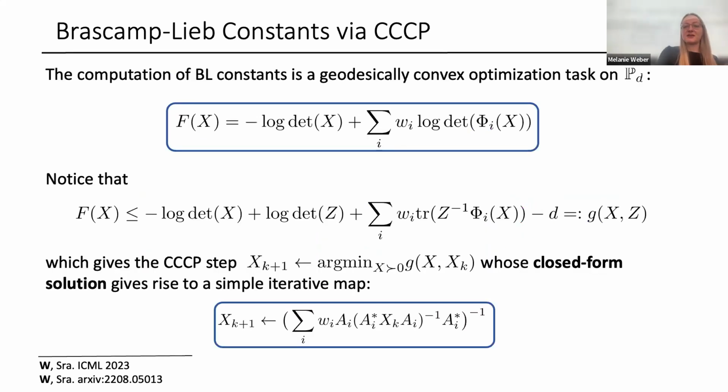Notably, this right-hand side, of course, comes from a closed form solution for the CCCP step, which in this case we show can be solved in closed form.